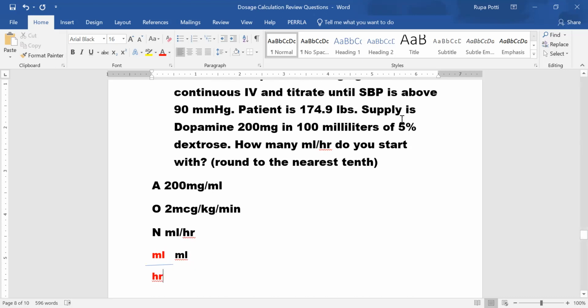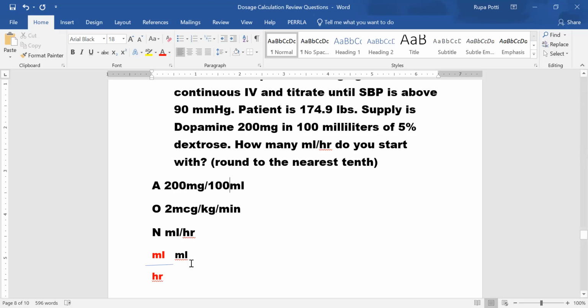Also you see 200 milligrams in 100 milliliters of 5% dextrose. Does it really matter if this medication is in 5% dextrose, or in 0.9, or in 0.225? It really doesn't matter to us. All we need is the concentration. It really doesn't matter what it is mixed in. Now you start your problem with ml. What in the problem has ml? Over here, it is 200 milligrams in 100 ml.